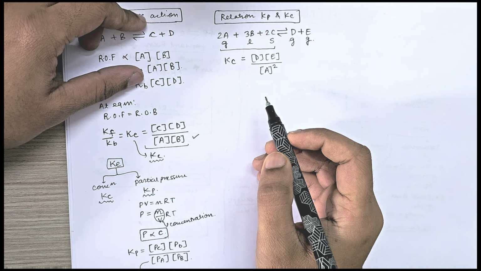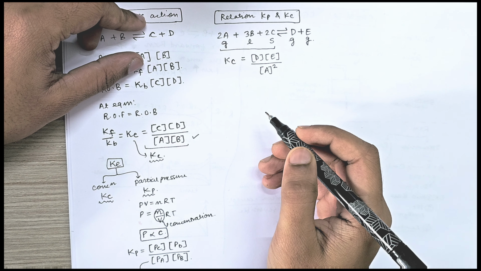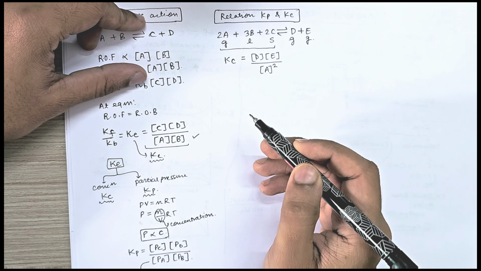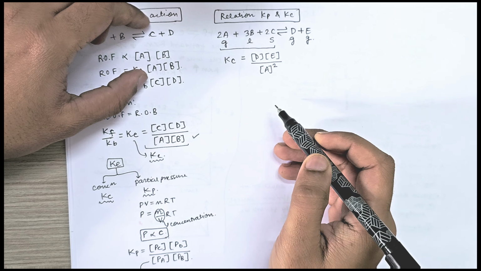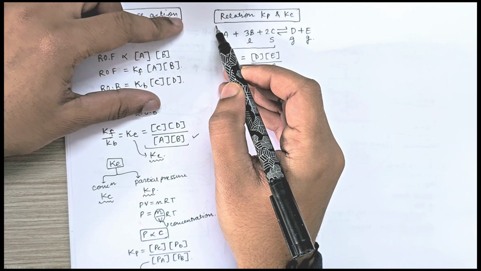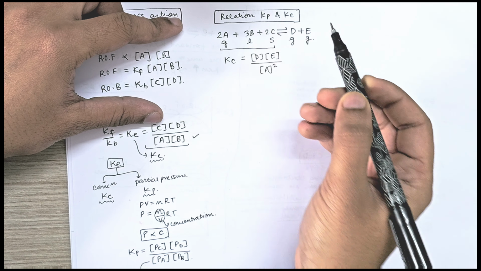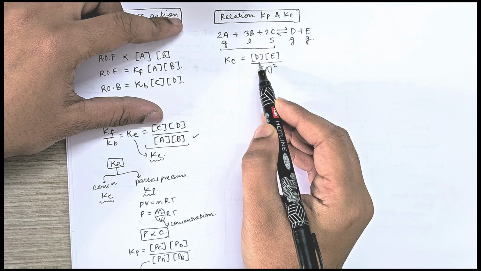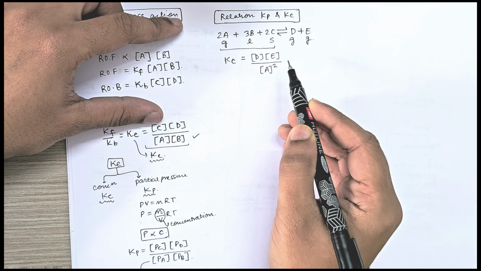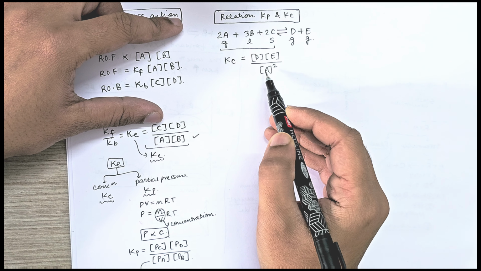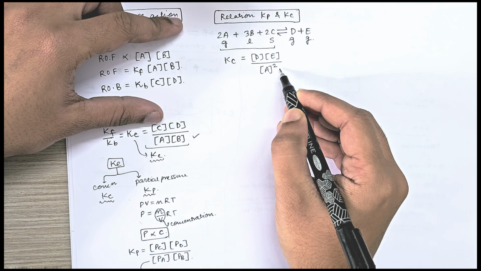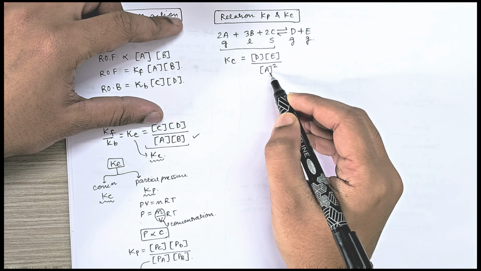In the last video, we discussed the equilibrium constant and the types of equilibrium constant on the basis of concentration and partial pressure. In this video, we will be relating Kp and Kc. I have taken a sample reaction, and the Kc comes to the concentration of D and E respectively, divided by the concentration of A with a power of 2.